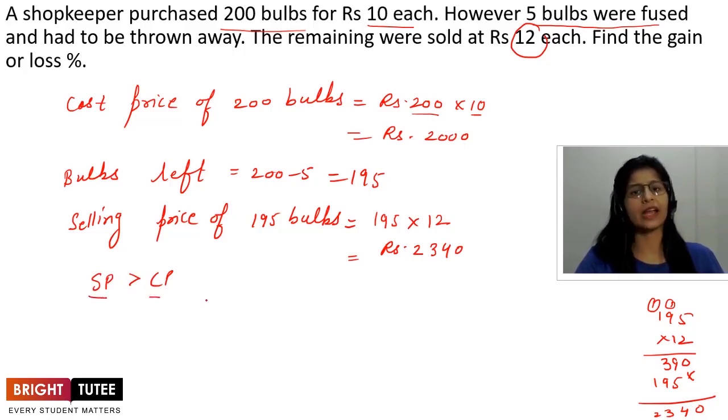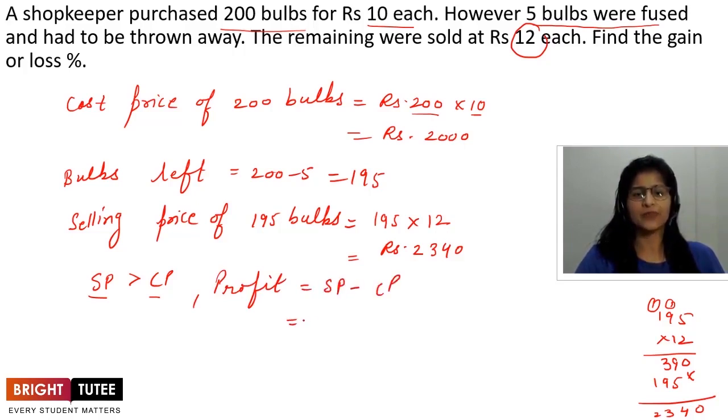So what are we at? We are at gain. We are at profit. So what will be the profit? Profit will be calculated as selling price minus cost price. So the selling price is rupees 2340 and the cost price is rupees 2000. So the profit is rupees 340.